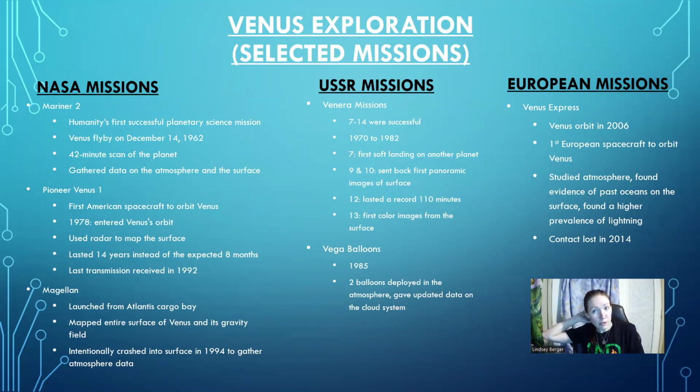And then for the European missions, we had the Venus Express. It did its first orbit back in 2006. It's notable because it was the first European spacecraft to orbit Venus, and it was there to study the atmosphere. It showed hard, conclusive evidence of past oceans on the surface. Also, those sulfuric acid clouds have lightning in them. So, you know, a giant pressure cooker where it rains acid and there's lightning. Yay. Fun times.